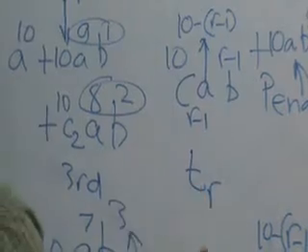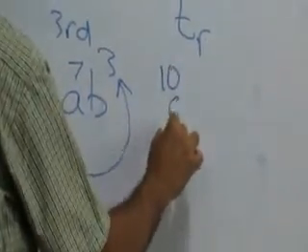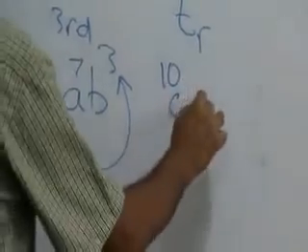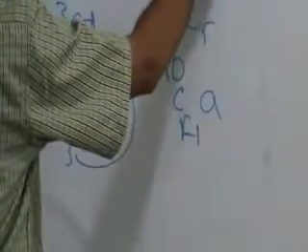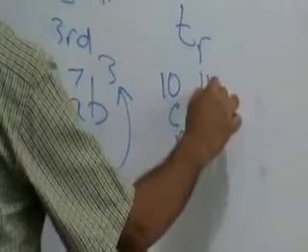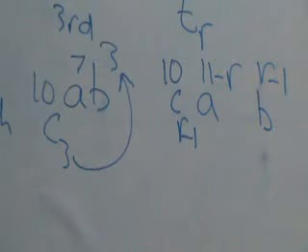Can you simplify TR a little more? We can simplify this TR a little more. How much is this TR then? 10c r minus 1, a to the power 10 minus r plus 1, that is 11 minus r, b to the power r minus 1. Everyone agrees? Anyone in this class has a doubt on this?